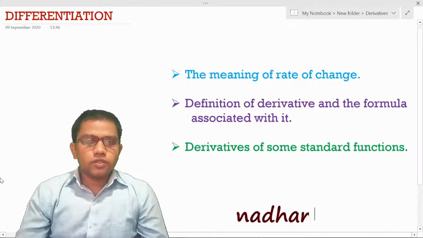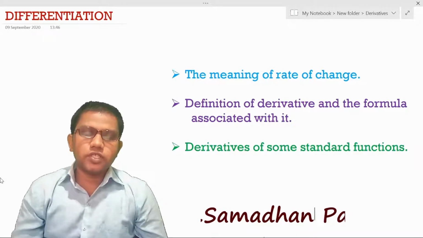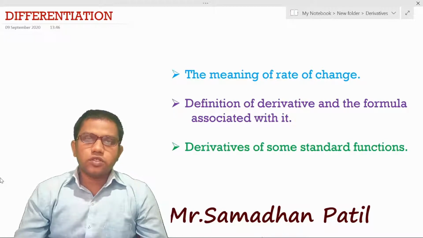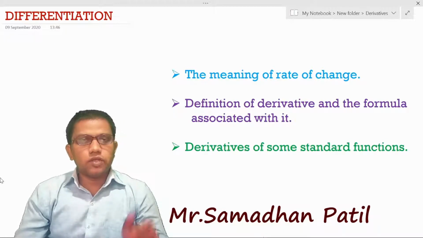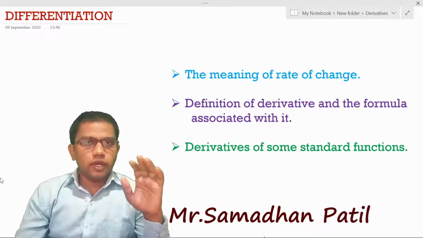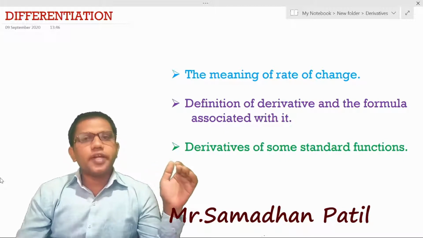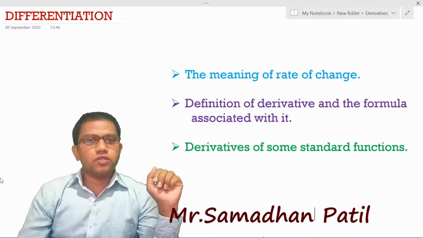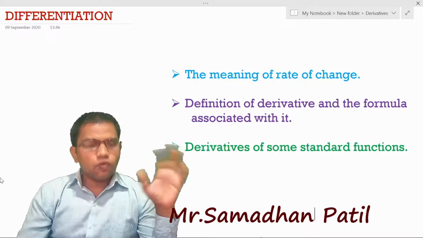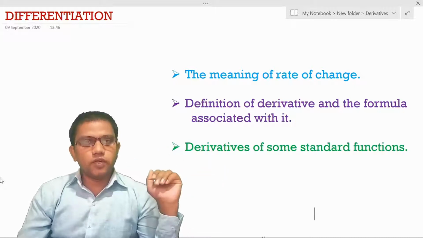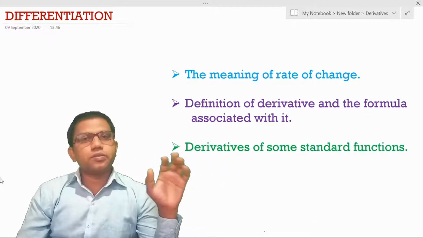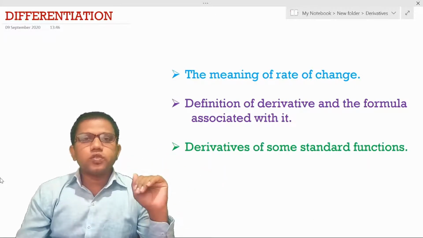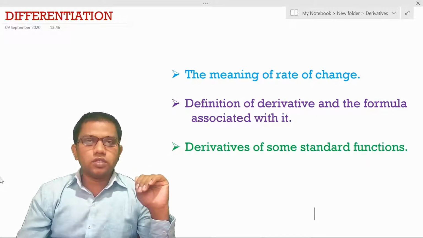Today we are going to discuss differentiation, the basics of differentiation, and we will start from the beginning. What is the definition of differentiation and the meaning of rate of change? What is the rate of change? From that we construct the definition of differentiation, and after that the formulas associated with the definition and the derivative of some standard functions. These three things we are going to discuss today. Let us start the differentiation.